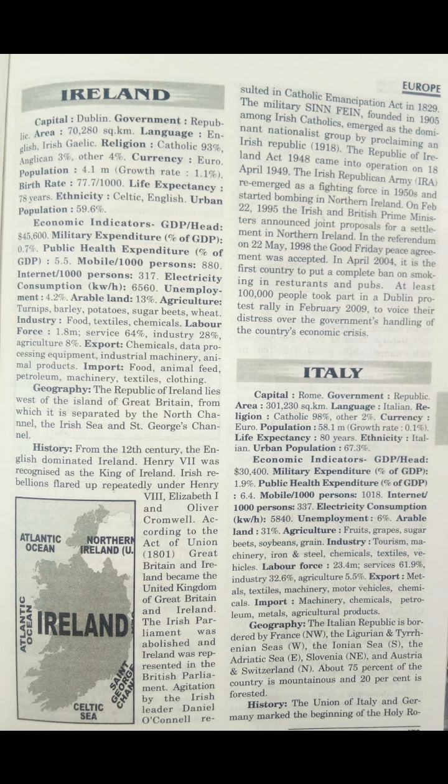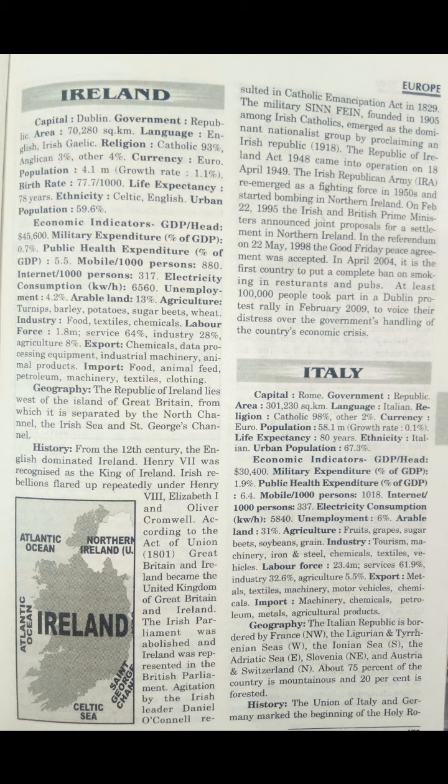The Irish Republican Army (IRA) re-emerged as a fighting force in 1950 and started bombing in Northern Ireland. On February 22, 1995, the Irish and British Prime Ministers announced joint proposal for a settlement in Northern Ireland. In the referendum on 22nd May 1998, the Good Friday Peace Agreement was accepted.